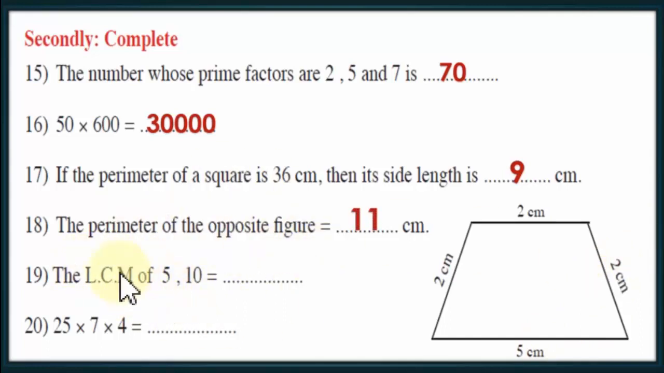Now how can we calculate the lowest common multiple for 5 and 10? Of course it's 10. 25 times 7 times 4. You know that 25 times 4 equals 100. So 100 times 7 equals 700.